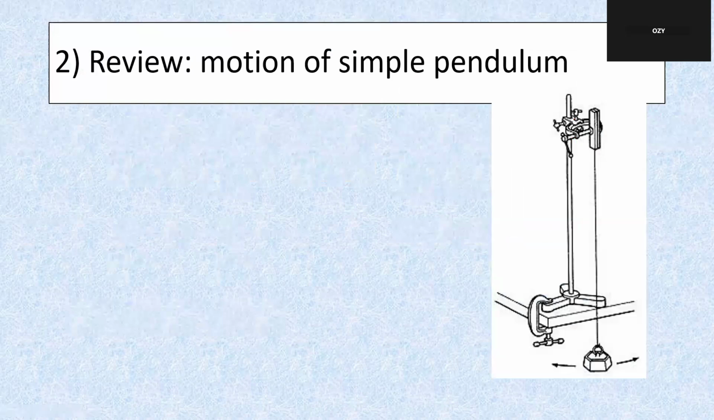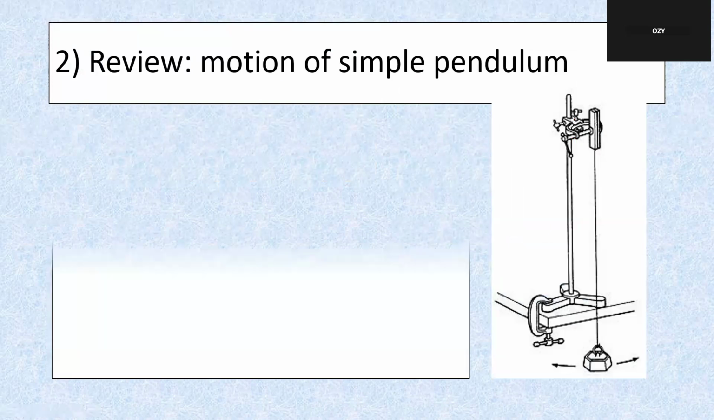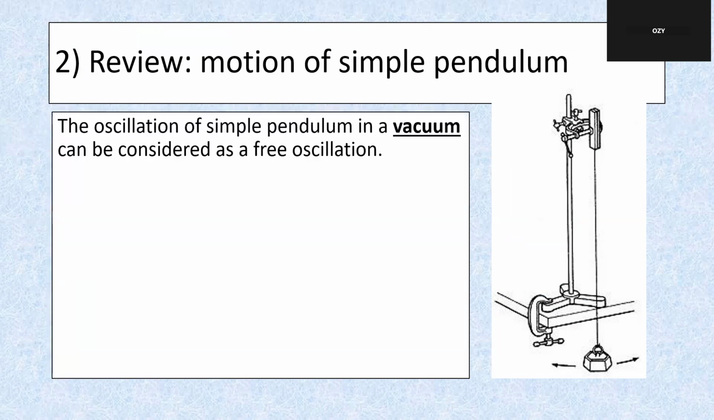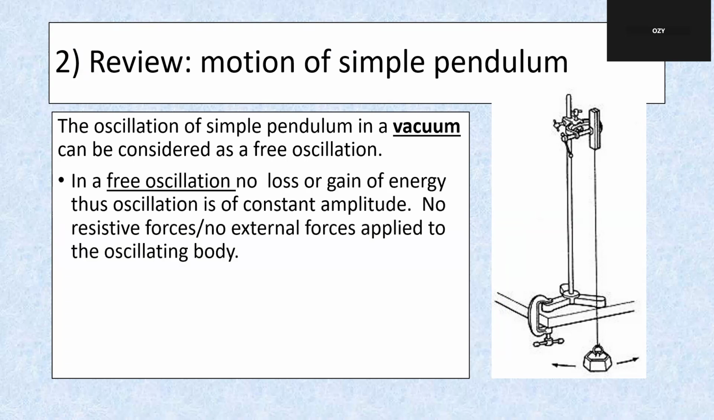Okay, motion of a simple pendulum. Oscillation of a simple pendulum in a vacuum can be considered as free oscillation, free because there's no resistive force. In free oscillation, there is no loss of energy and no gain of energy. Thus, the oscillation is of constant amplitude. We recognize the amplitude is constant: no resistive force, and no external force applied to the oscillating body. We didn't push it, we only displaced it initially.